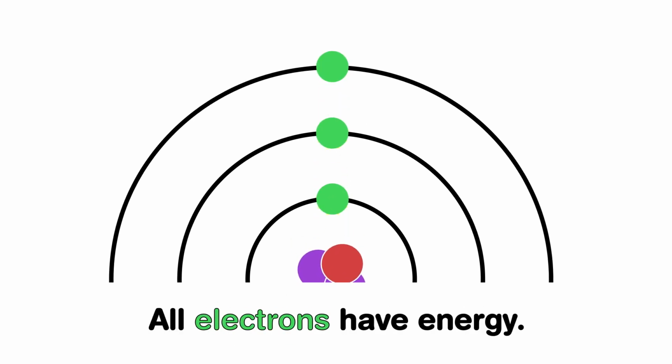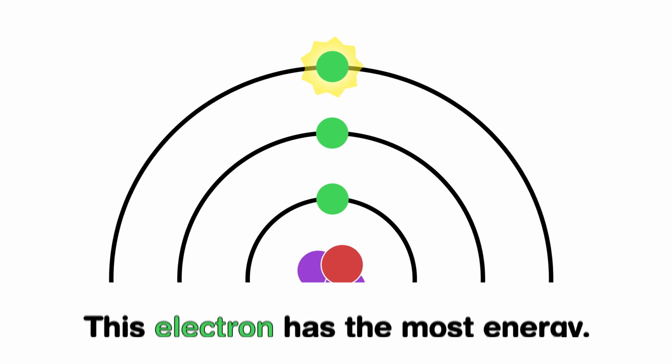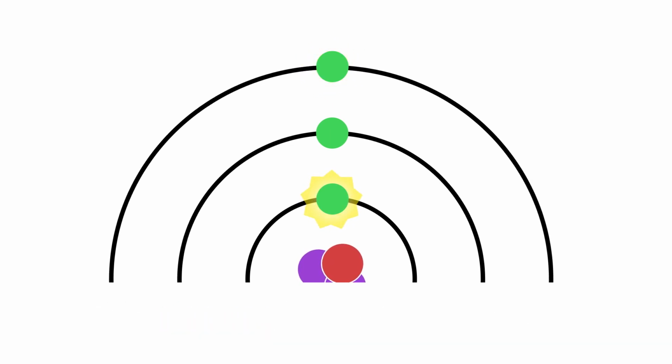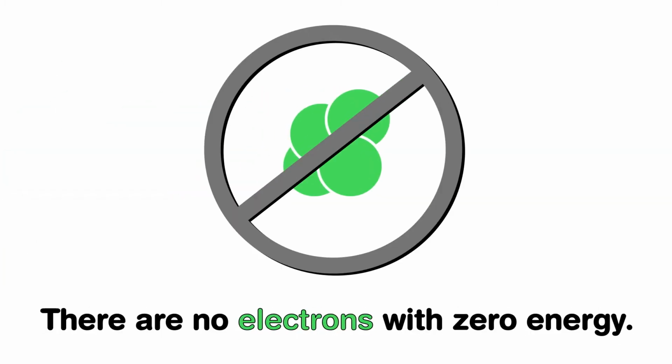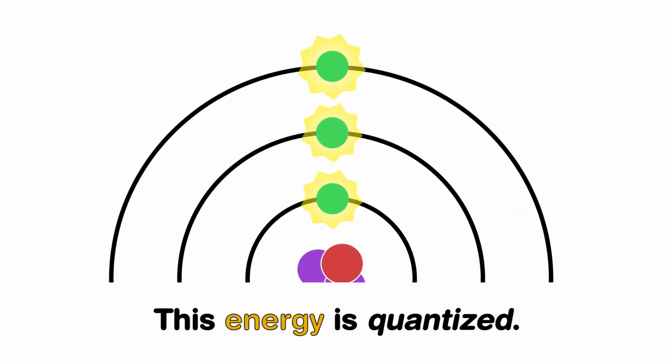All electrons have energy. This electron has the most energy. This electron has the least energy. There are no electrons with 0 energy. This energy is quantized.